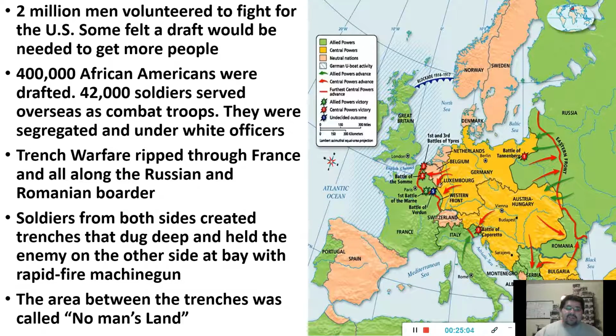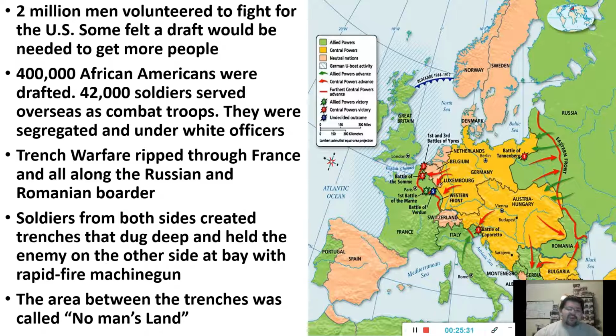400,000 African Americans were drafted, but only about 42,000 actually saw combat. Okay. Thing is, those soldiers who went and fought were still separated, segregated from the white soldiers, and they had white officers. Same thing like what happened during the Civil War, excuse me, with the 54th Massachusetts.